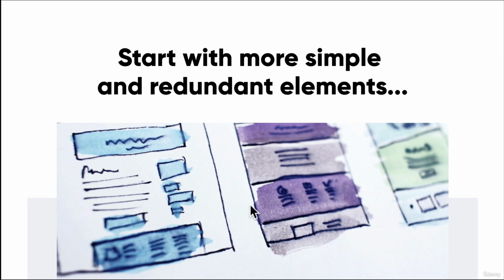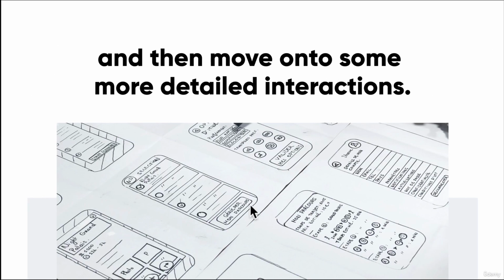The next step is to think about the bigger picture and more basic elements that are much more redundant that you'll see. They'll really help you kind of frame your sketches, whether it's a footer, it's a header. Think about those elements that you're going to be seeing a lot of. And then from there, move on to some of the more detailed elements and the more detailed interactions. Have fun. Start sketching those interactions.